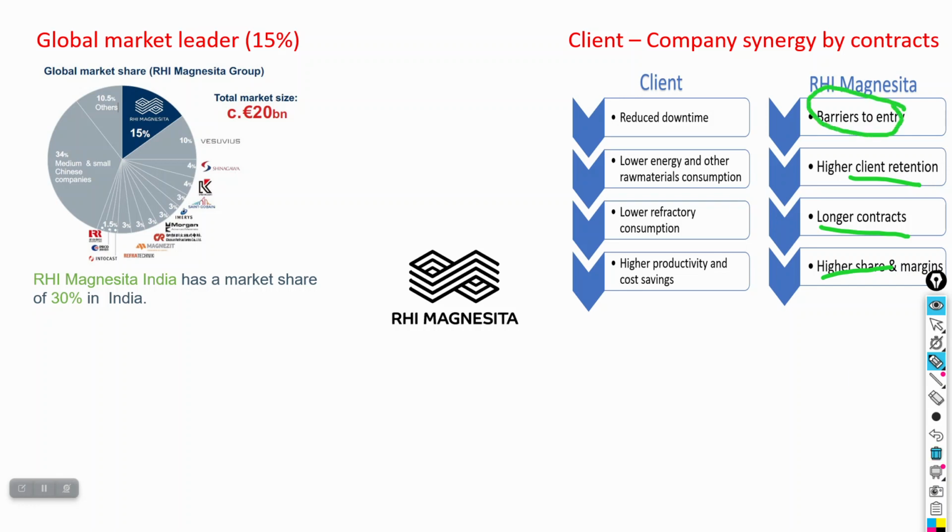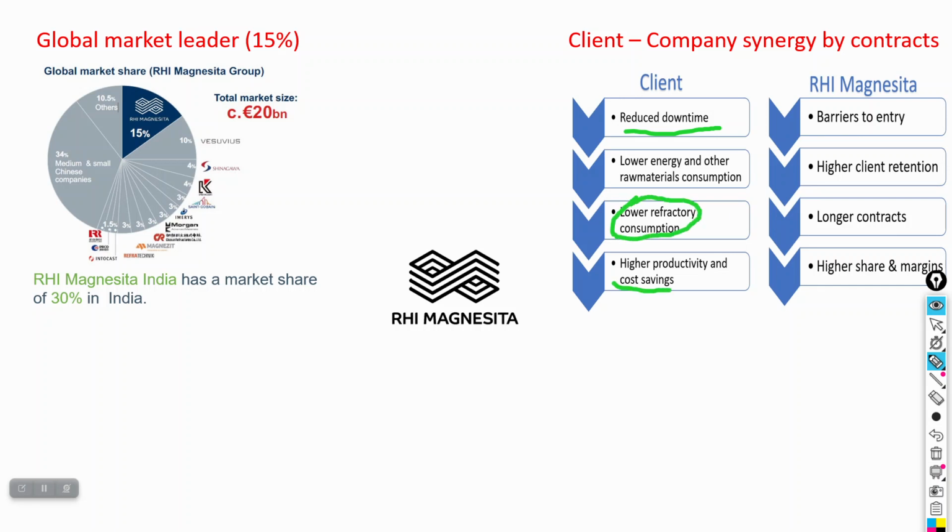So what is the advantage for the client? For the client, refractory is an expenditure that it has to incur for the functioning of its furnace. But due to this contract, they get timely delivery of quality refractory, so there is reduced downtime. And because of the good quality refractory supplied by RHI Magnesita, there is a low frequency at which it has to be replaced. Hence, the cost of replacement of the refractory is low, which means the input cost is low.